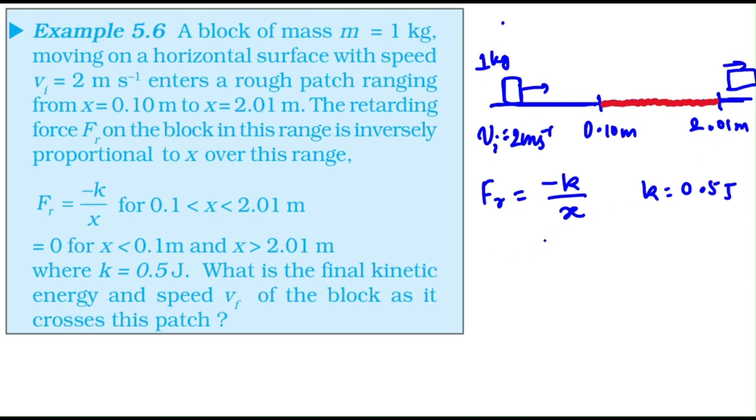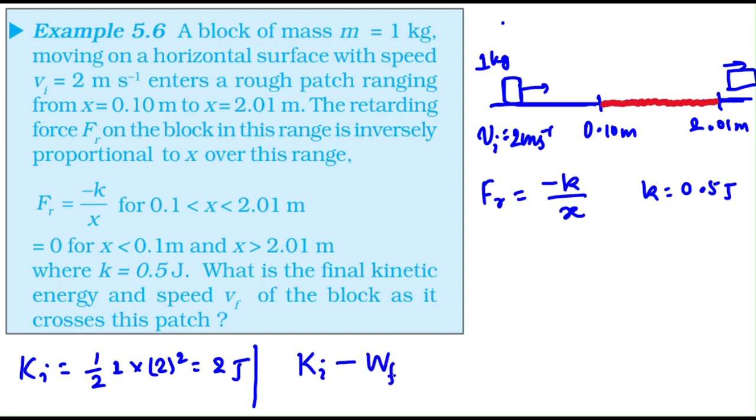So the final kinetic energy we will get after this block crosses this patch, and now the final kinetic energy will be reduced. Initial kinetic energy is half mv squared. Let me write here. Initial kinetic energy is 1 by 2 times mass, which is 1, into initial velocity squared. So this is 2 squared, that will be 2 joule. Now final kinetic energy will be, whatever the initial kinetic energy is, minus the work done by the friction, which will be negative of course. So we have to reduce by the work done by this frictional force, and then we will get the final kinetic energy.